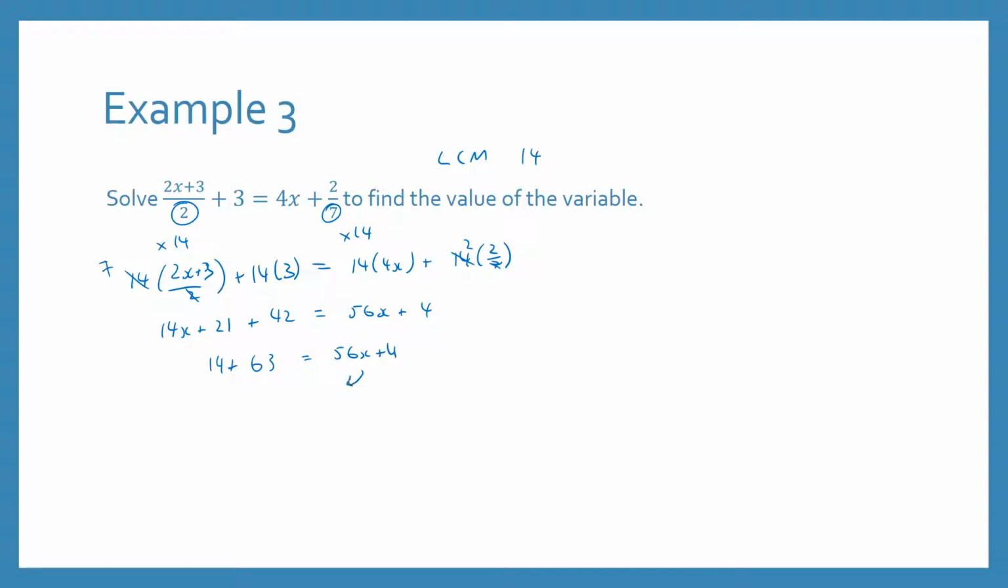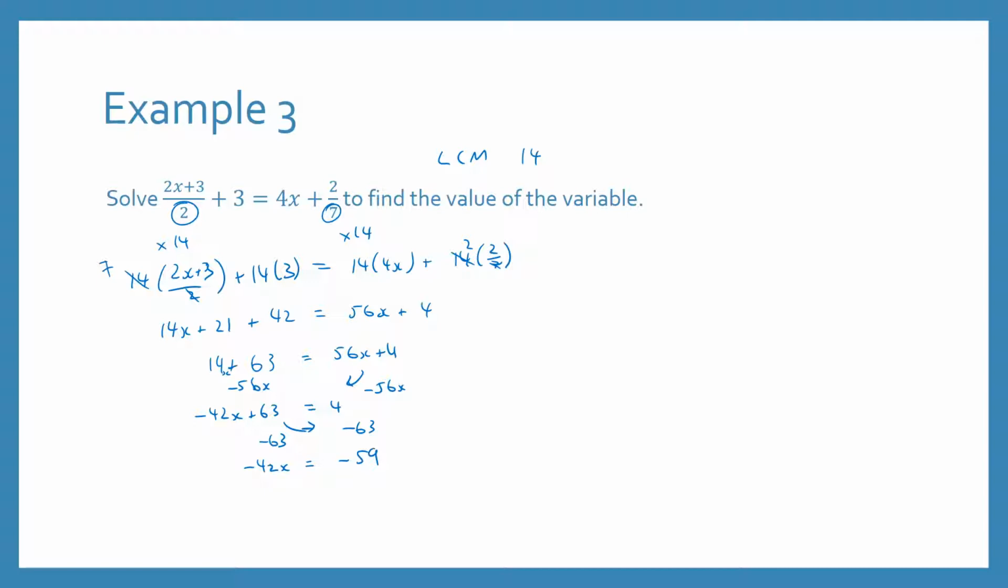Now we can move the x onto the other side by subtracting 56x from both sides. Oh, we lost the x there. So we're going to then get minus 42x plus 63 equals 4. We want to move the 63 onto this side, so we're going to subtract it from both sides. You're going to get minus 42x equals minus 59.